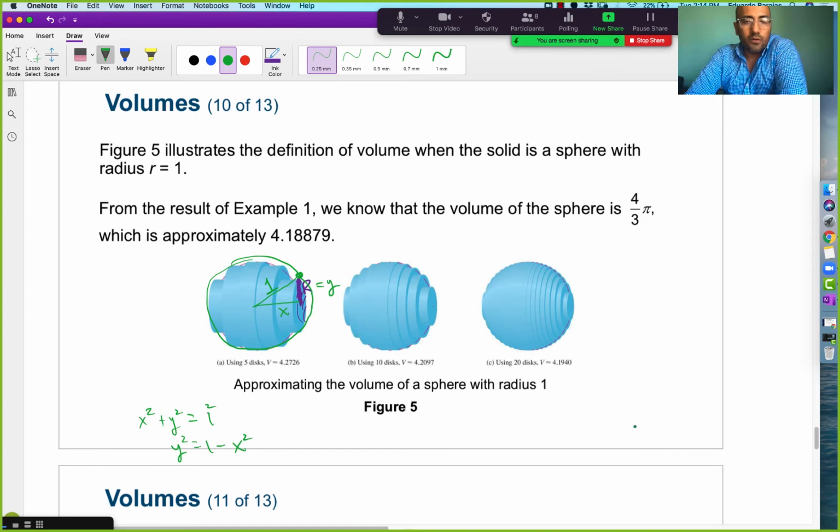Good. Questions? So no matter what radius we have for any circle that we slice, we can have it equal to that relationship, which is x squared plus y squared equals the radius of the entire circle. Right?